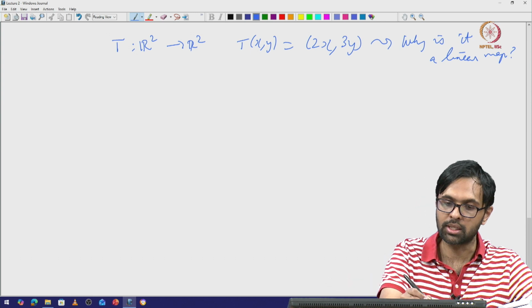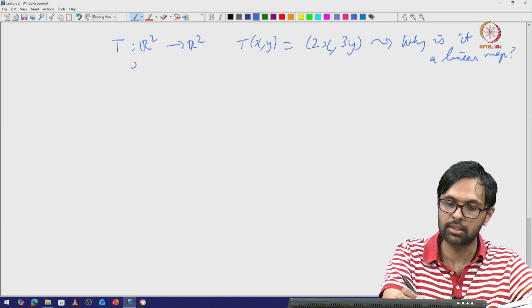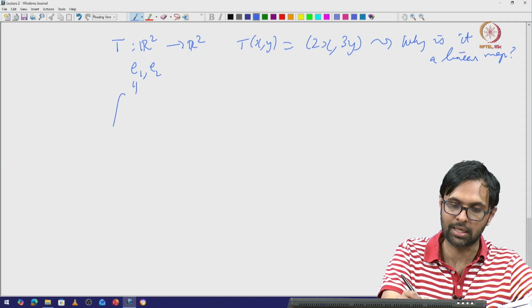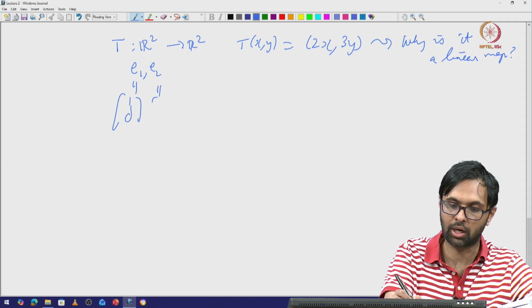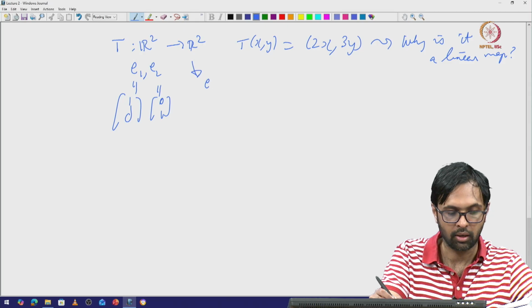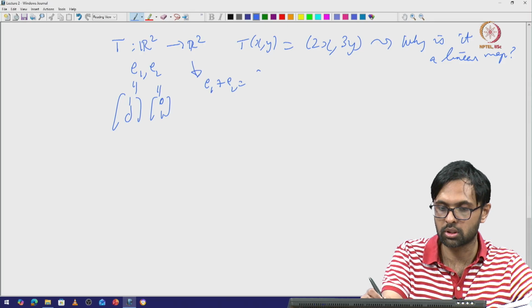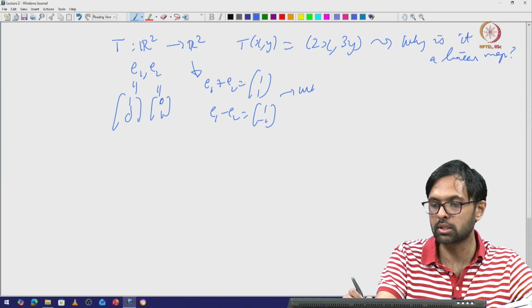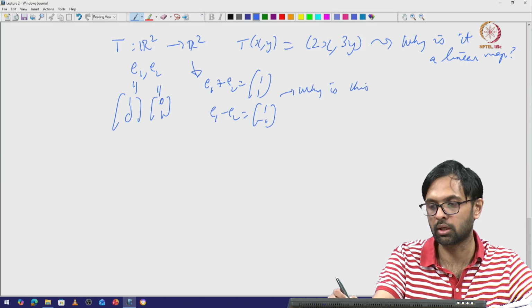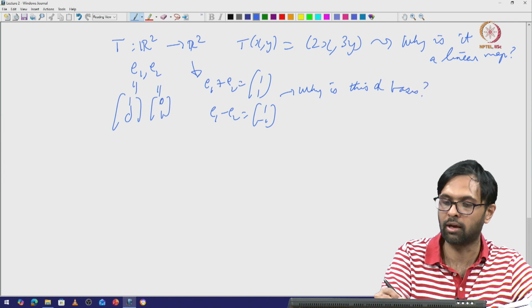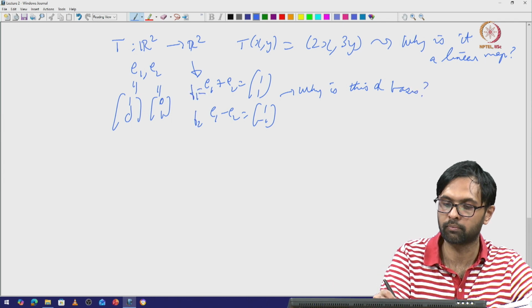So what does the algorithm say? You need to choose bases here. Let's say we choose E1 and E2 to be the standard basis vectors for R2. And here, let's choose the basis to be, let's say, E1 plus E2, which is (1, 1), and E1 minus E2, (1, -1). Why is this a basis? Please think about it. This is F1 and this is F2.